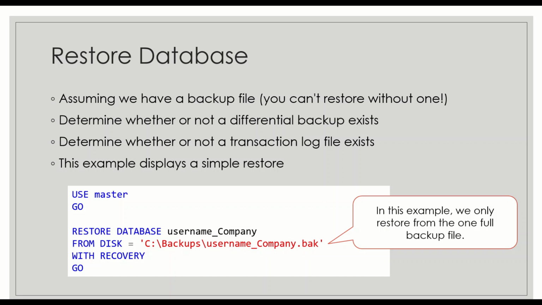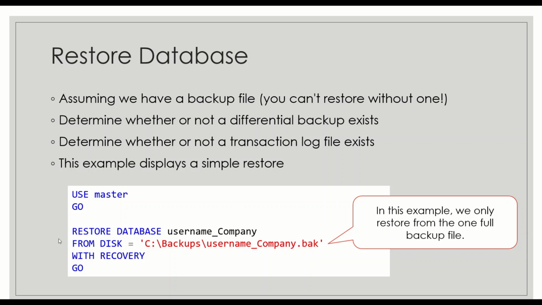Now, if you only have the simple backup, then here's the way that we would restore from that one simple full backup file. We have to make sure that we are not currently connected to the database that we are trying to restore. So we start off by switching to the master database. And then we perform the restore command. Restore database, make sure that the name is the same. And instead of to disk, we say from disk, and we provide that same path to make sure that you don't have any typos or anything like that. And then we have with recovery.